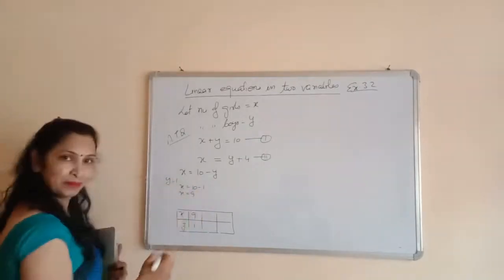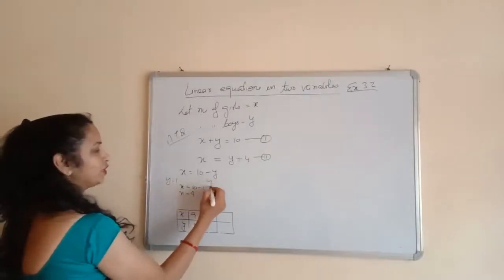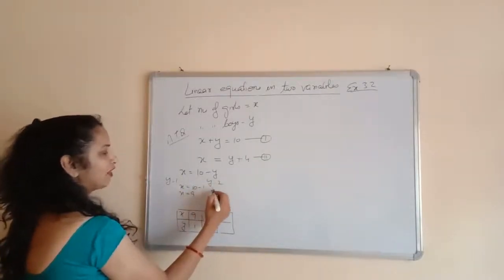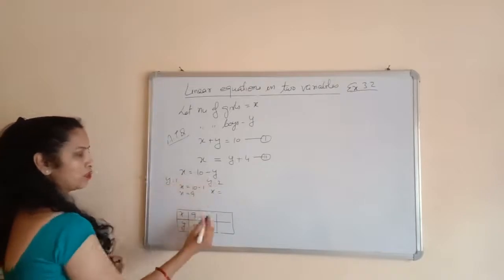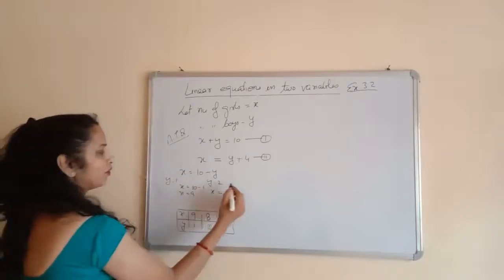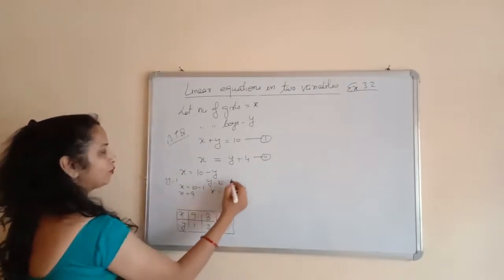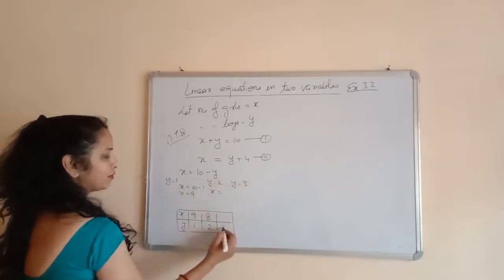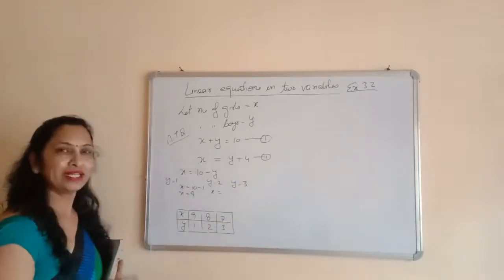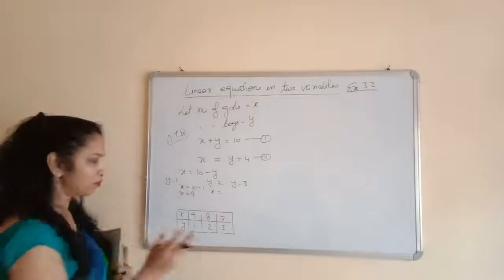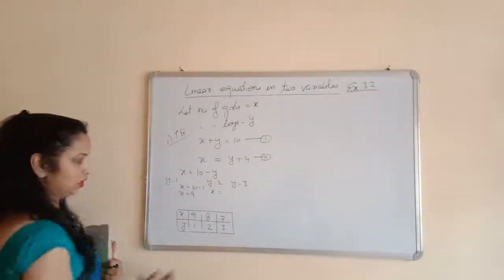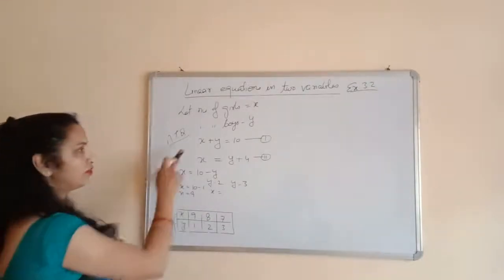X will be equal to 9. Same as if we put the value y is equal to 2, we will get the value x is equal to how much? 10 minus 2, it will be 8. Again you are putting y is equal to 3, then x will be equal to 7. So at least three values should be there for the graphical method. So this is the table for the first equation.